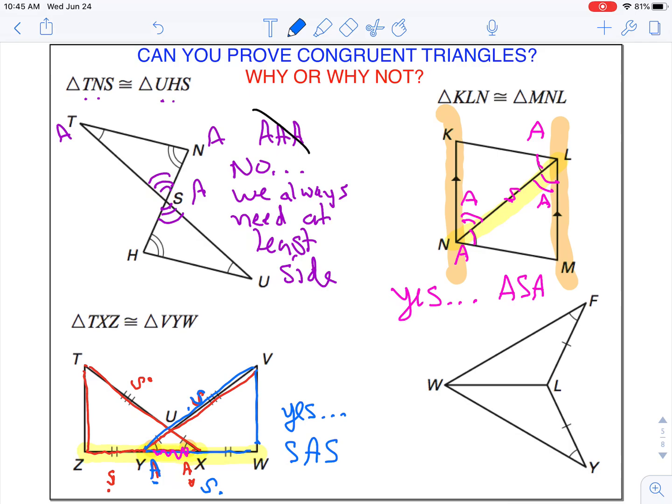And let's look at this last one. We have an angle in this triangle, and we have an angle in this triangle. We have a side, and we have a side. And we also have this side is reflexive, so we actually have this side is congruent to itself. So what we have here is angle, side, side.